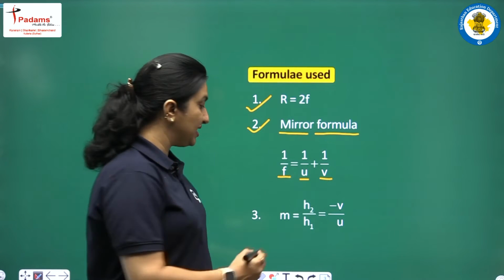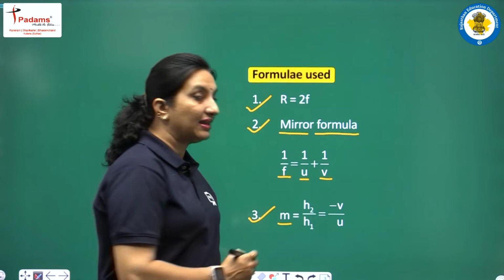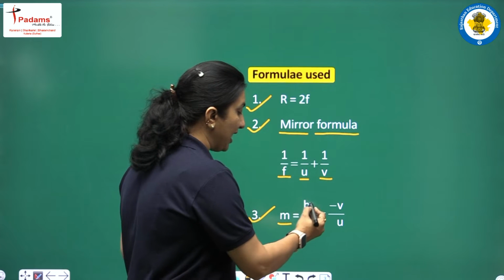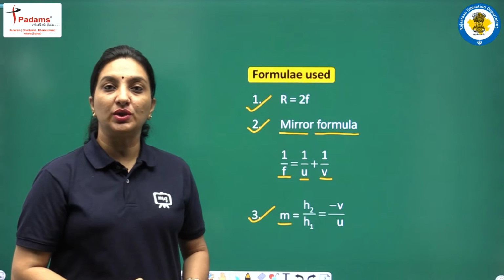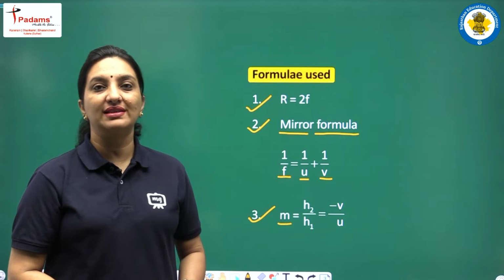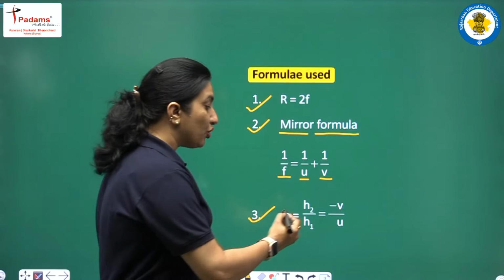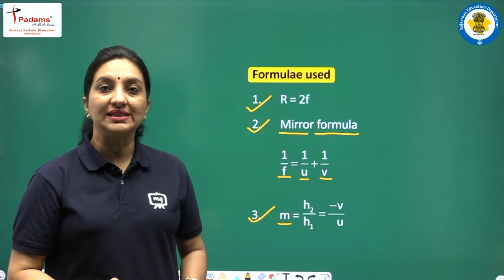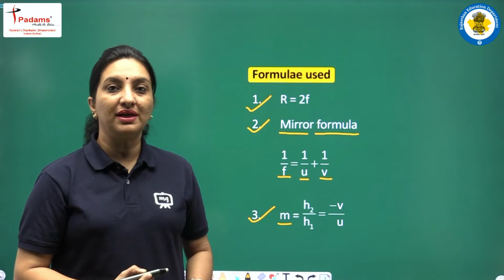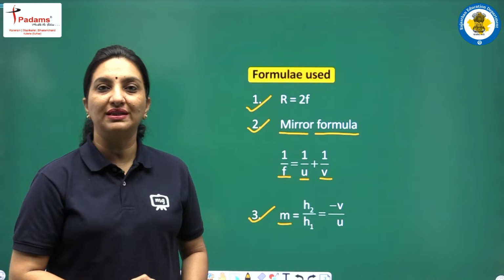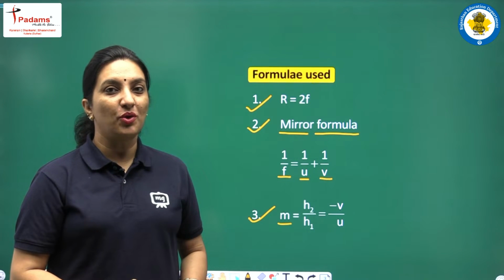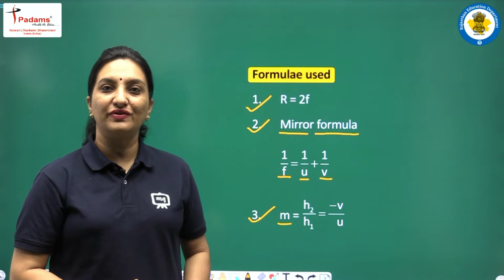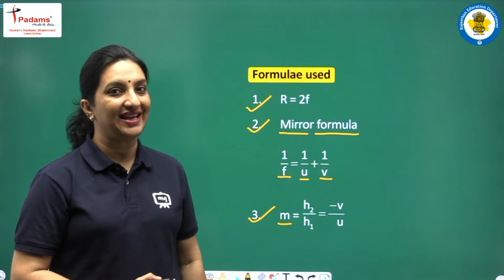And the third formula used here is the formula of magnification, which is denoted by small m, and the magnification is given by h2 upon h1, where h2 is height of the image and h1 is height of the object. M is also equal to minus v upon u, where v is the distance of the image from the mirror and u is distance of the object from the mirror. So to solve all the problems, we have these 3 formulae. So let's start with the exercises at the end of the chapter related to reflection of light.